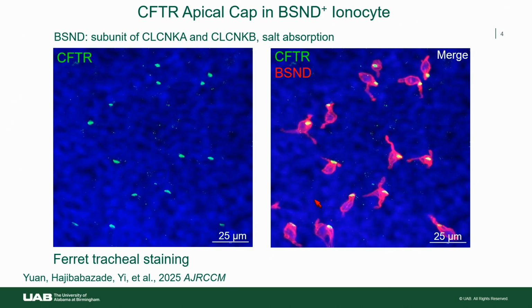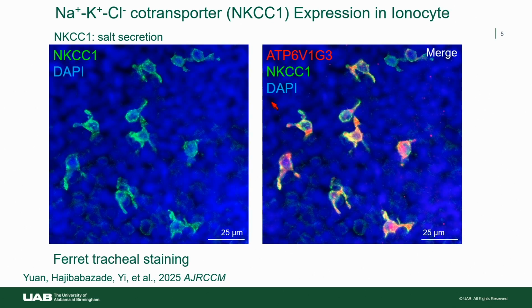Then next, we tried to identify the ionocyte in the ferret trachea. So we performed immunofluorescence staining of the CFTR protein and BSND, and we found a very good colocalization of the CFTR protein and BSND in those pulmonary ionocytes, and the CFTR appears in an apical cap pattern in the ionocyte. And BSND is a subunit of CLCNKA and CLCNKB, which is involved in salt absorption. And then subsequently, we moved to salt secretion ion transporters.